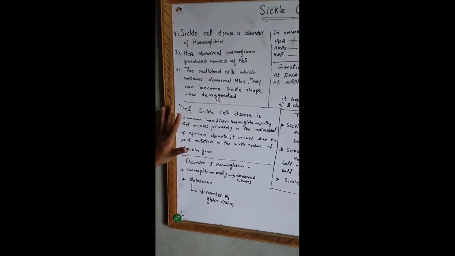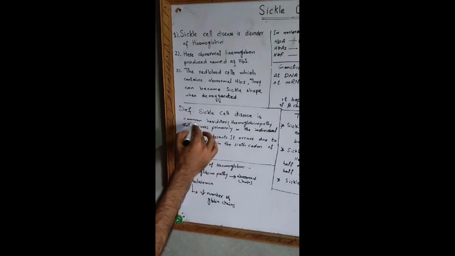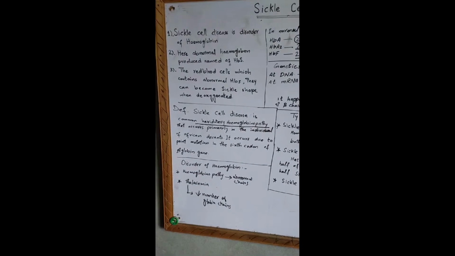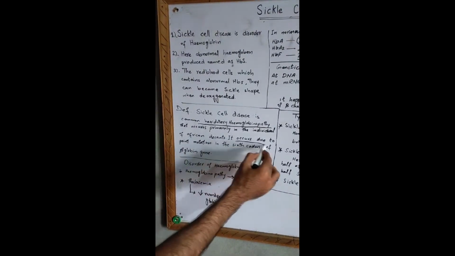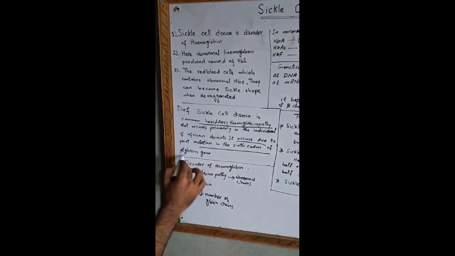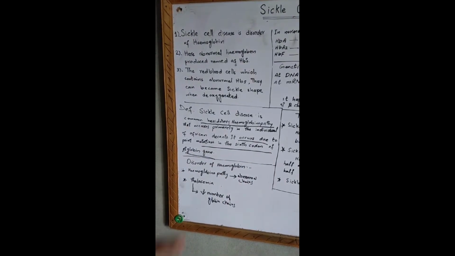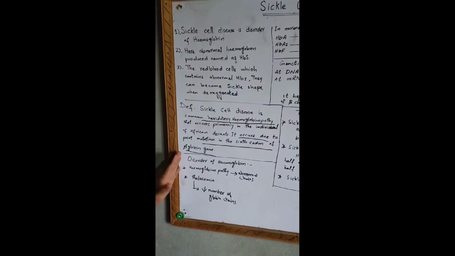If we see the definition, there are basically two parts. First, it is a common hereditary hemoglobinopathy, and the second part is that it occurs due to a point mutation in the sixth codon of the beta globin gene. For understanding the hereditary hemoglobinopathy, we will first discuss the disorders of hemoglobin.